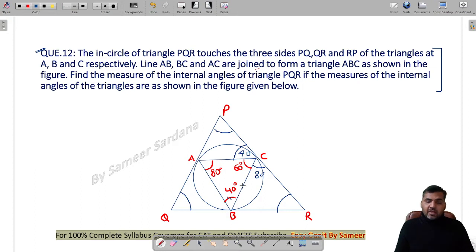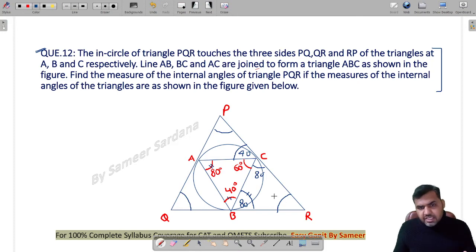Now you also need to look at this angle. You see that this is also the angle between the chord and the tangent. The angle between the chord and the tangent of the circle at the point B will be the same as the angle made in the alternate segment. That means this angle will be equal to 80 degrees, right?